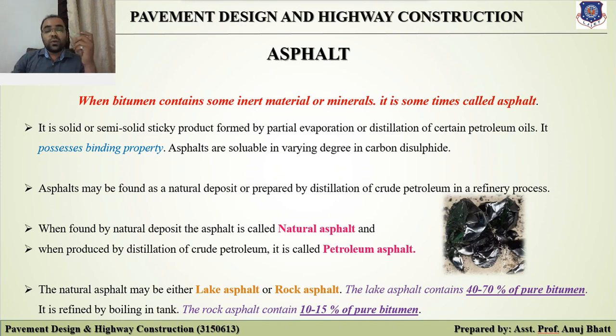Now, what does lake asphalt contain? The lake asphalt contains 40 to 70% of pure bitumen, and it is refined by boiling in a tank, whereas the rock asphalt contains 10 to 15% of pure bitumen. So this is all about asphalt, bitumen and asphalt. There is a very thin line between bitumen and asphalt.